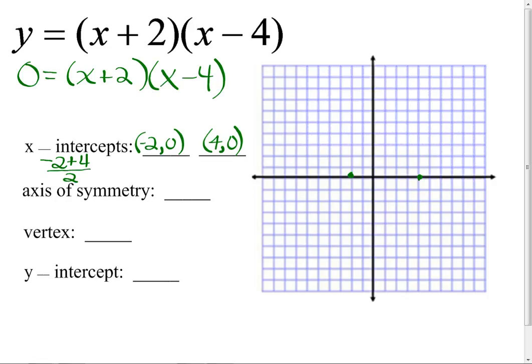So what's that going to give you? 2 divided by 2. So David's right. It's x equals 1. Good job, David.